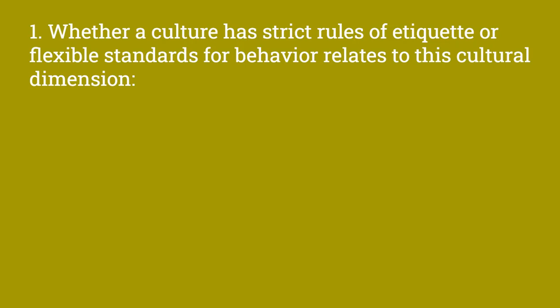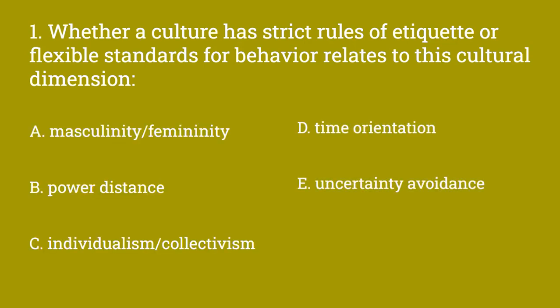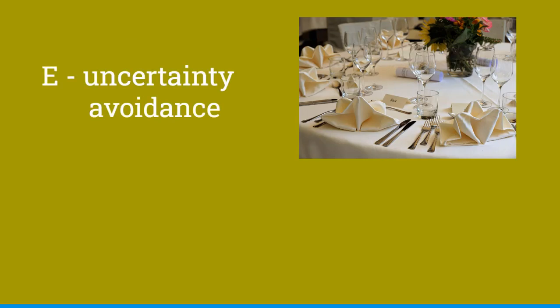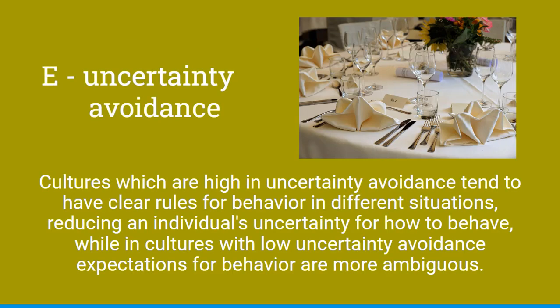Whether a culture has strict rules of etiquette or flexible standards for behavior relates to this cultural dimension. Masculinity, femininity, power distance, individualism, collectivism, time orientation, uncertainty avoidance. And this would be E, uncertainty avoidance. Cultures which are high in uncertainty avoidance tend to have clear rules for behavior in different situations, reducing an individual's uncertainty for how to behave, while in cultures with low uncertainty avoidance, expectations for behavior are more ambiguous.